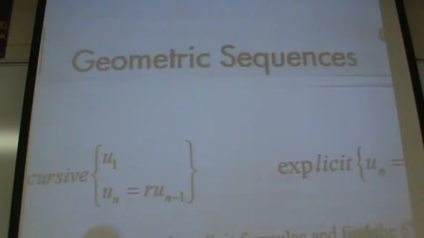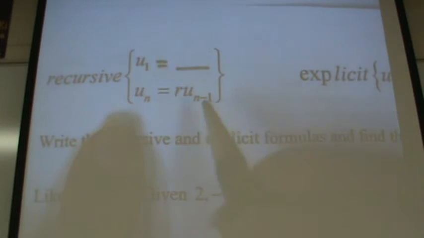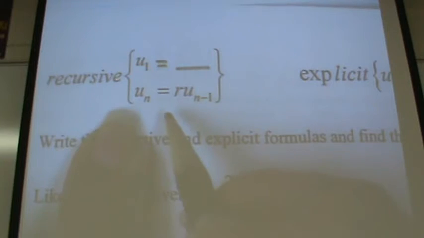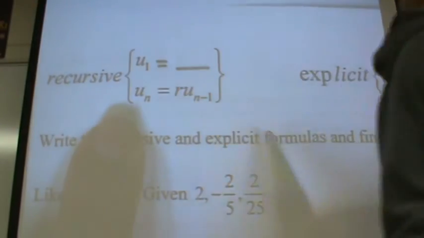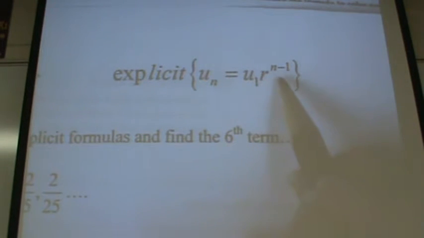Okay, so I already told you the two formulas. Recursive: you have to state an initial term, what is your first term? And then to find the next term in the sequence, you do r times the previous term. Explicit: you take the first term and multiply it by r to the n minus 1 power.